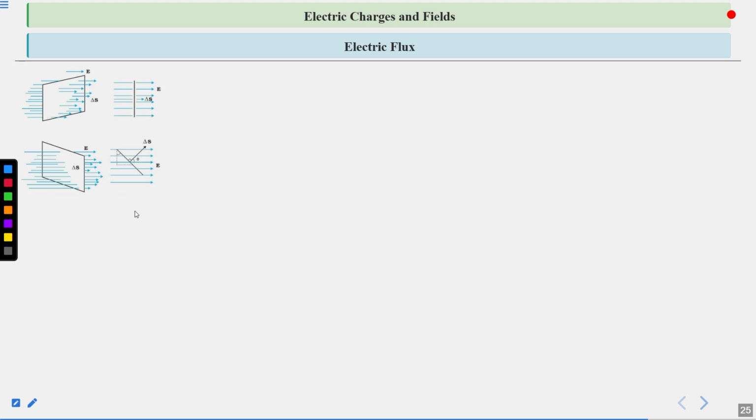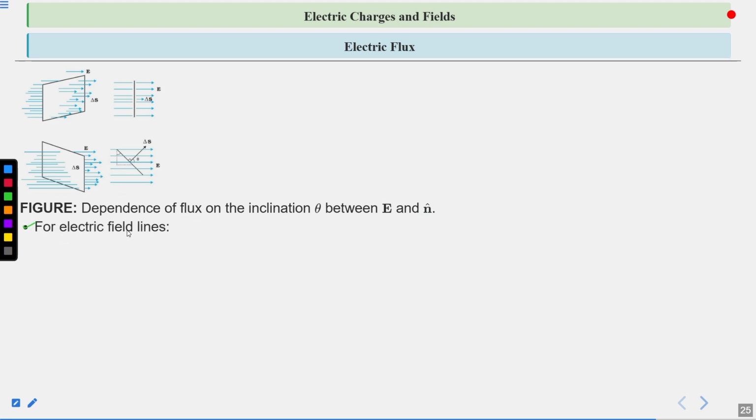Look at here. Dependence of flux on the inclination theta between E, the electric field, and n cap, the direction which is perpendicular to the surface. For electric field lines, the number of field lines crossing unit area normal to the field measures field strength. Look at here. The electric field lines crossing the area delta S, and here electric field lines crossing area delta S.